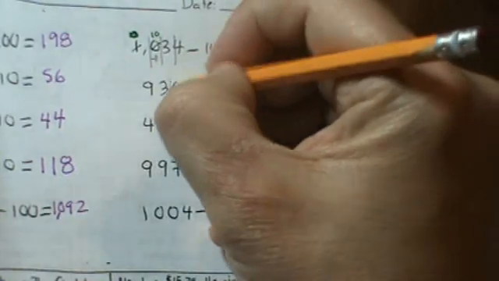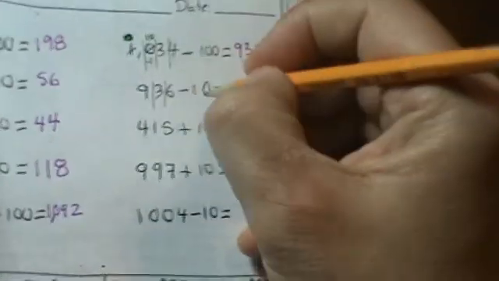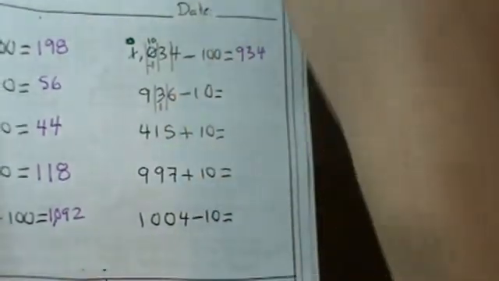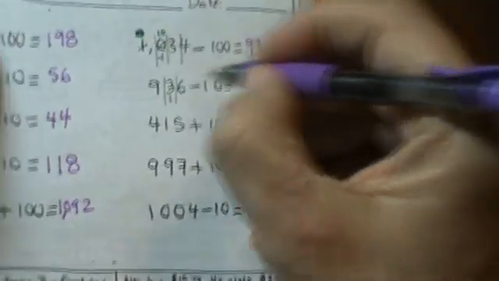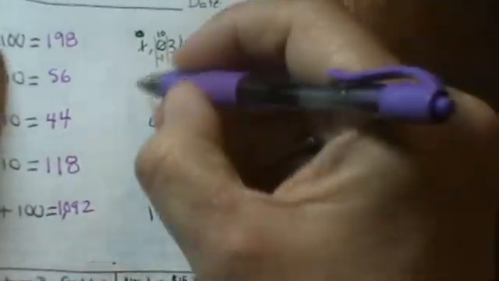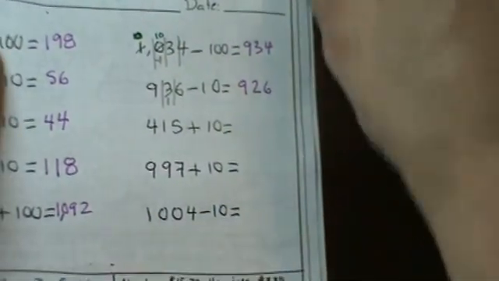Next one. This is ones, tens, and hundreds. I'm going to take 1 away from here. So le voy a quitar 1 al 3. The ones stay the same. The tens is 3 minus 1 is 2. And the hundreds stay the same.